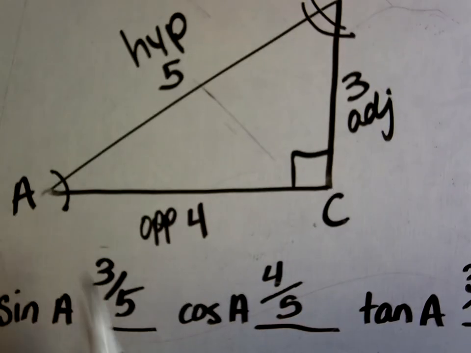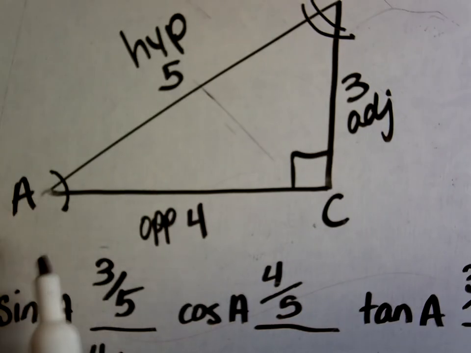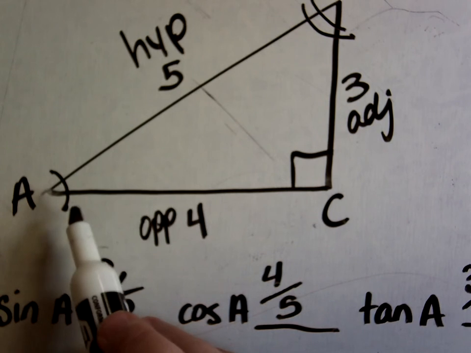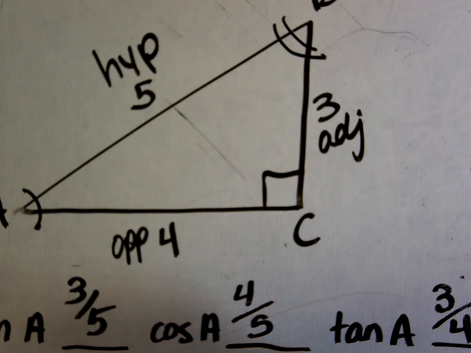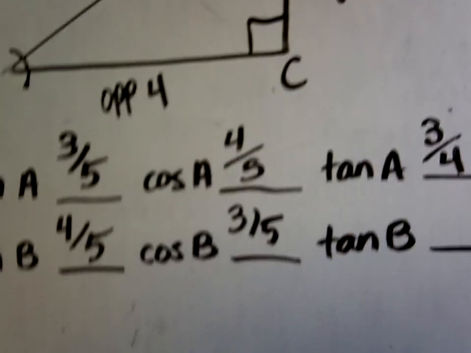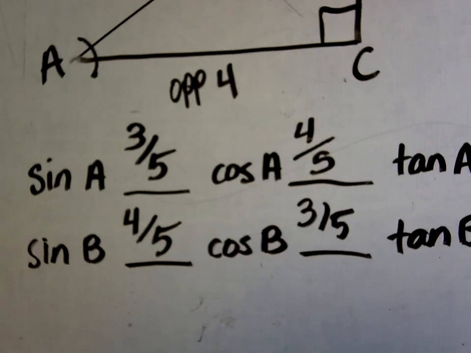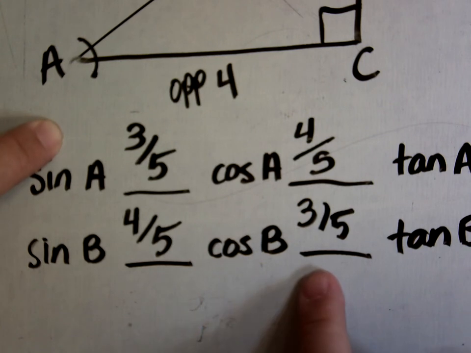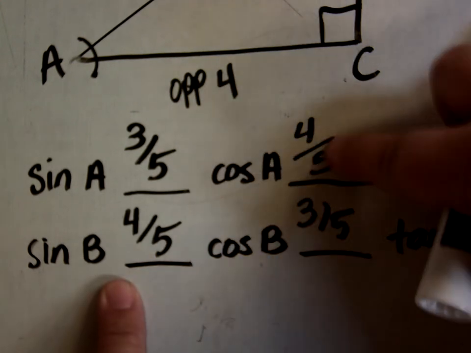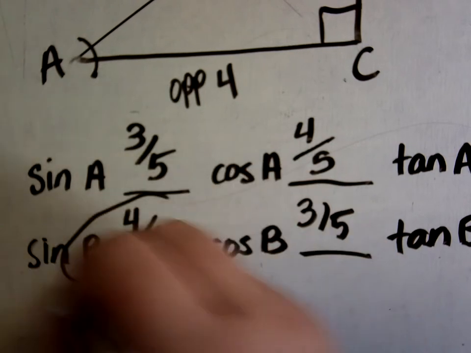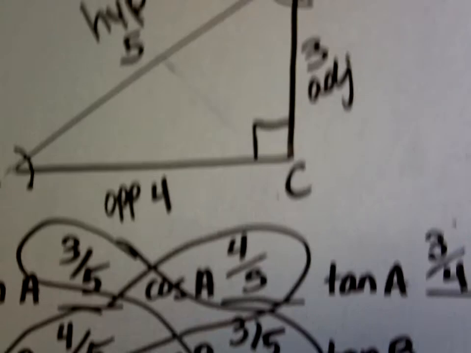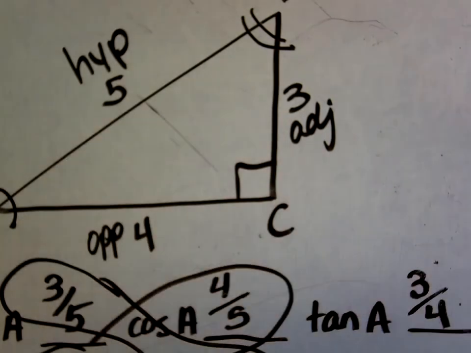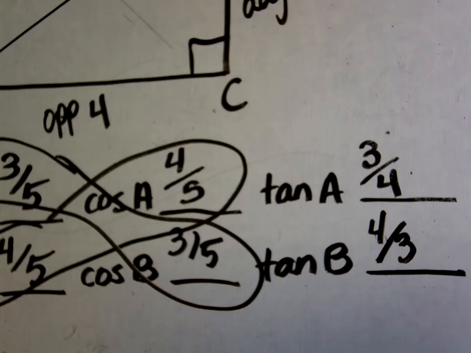So if the sine of A was 3 over 5, that will also be the cosine of B, adjacent over hypotenuse. 3 over 5. Okay? So the sine of one acute angle is the cosine of the other one, both ways. Okay, these are the same, and these are the same. How does the tangent change? The tangent flips over. When you flip something over, it's called the reciprocal. So instead of being 3 over 4, it'd be 4 over 3.